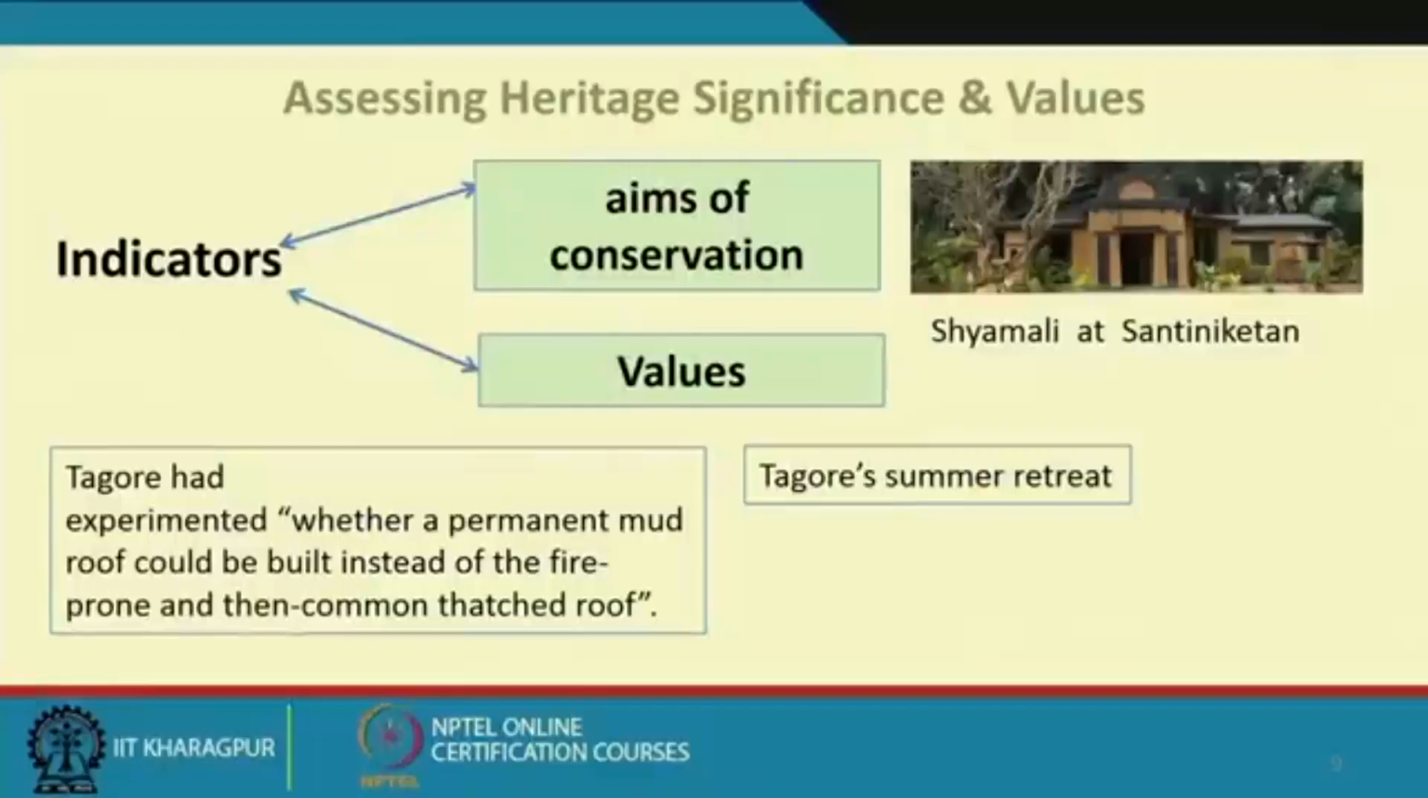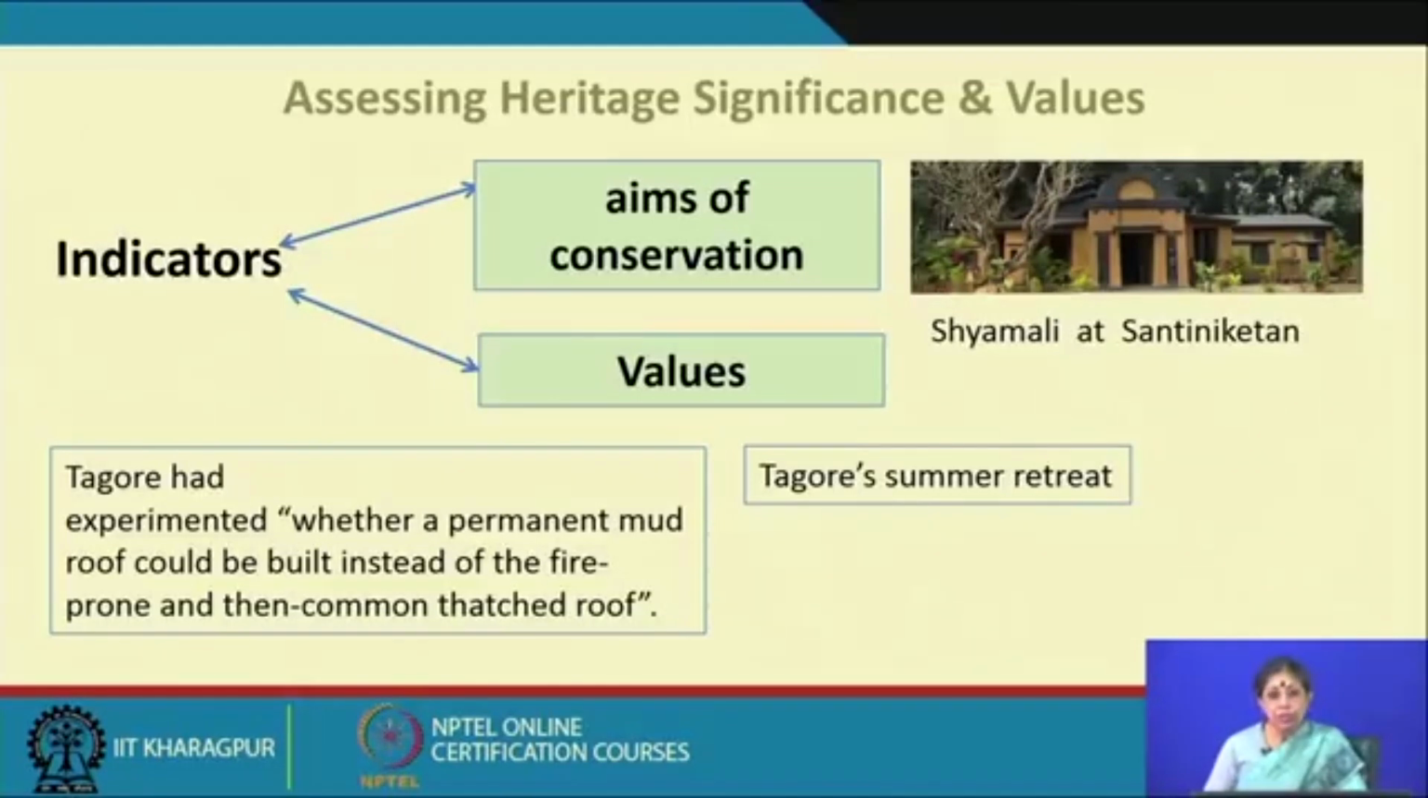Now, let us see what the values are, because as I said, the values decide what the management technique should be. One value is that Tagore experimented whether a permanent mud roof could be built instead of the fireproof and then common thatch roof, because he was getting inspiration from tribal huts and wanted to experiment with that. So, it was a product showing his experimentation with the adobe structure. At the same time, it is also Tagore's summer retreat, and he adopted a lot of sustainable things, because within the walls are hollow pitchers which keep the place cool, there is a vacuum, and it is a very good technique to keep the inside cool.